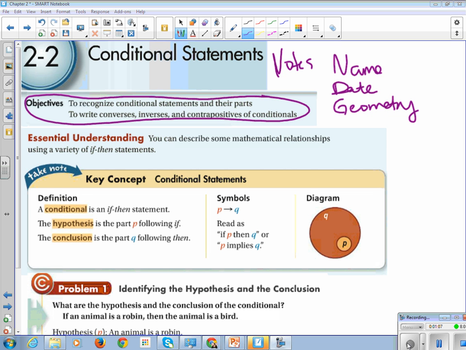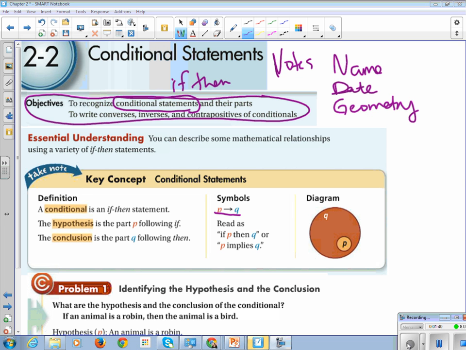All right, so our key concepts are conditional statements. A conditional statement is an if-then statement. The learning objective is to recognize conditional statements. So if you see "if" and "then" in a statement, it's fairly reasonable you can call it a conditional statement. If P, then Q, or P implies Q.